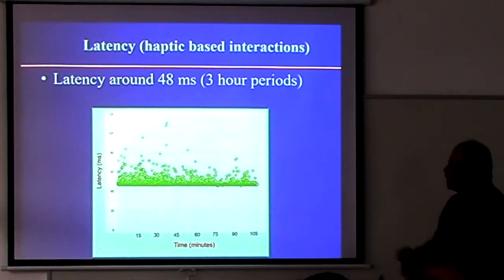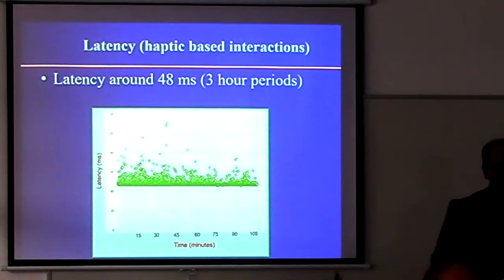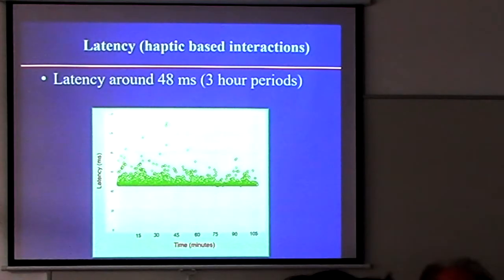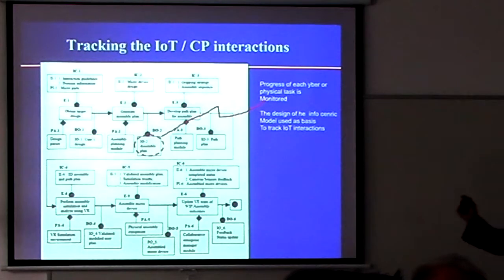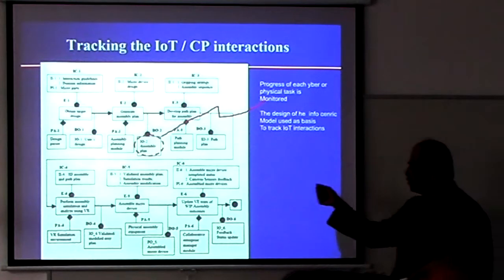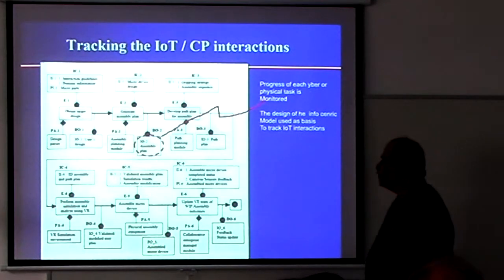Then we also have haptic-based interactions, where we have low-cost haptic devices. They're not the higher end; these are the $1,000 machines. They're slightly higher at about 48 milliseconds. Right? Tracking is the most confusing and most difficult. We've had several students work with me on this.